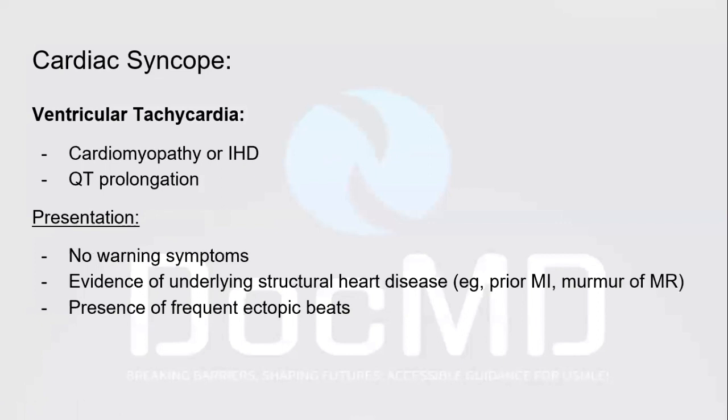So with ventricular tachycardia, there are no warning symptoms. It can happen anytime. There is usually evidence of underlying structural heart disease, like a prior MI, a murmur of MR or something. We'll have something, and we will also have presence of frequent ectopic beats. So these are important clues.